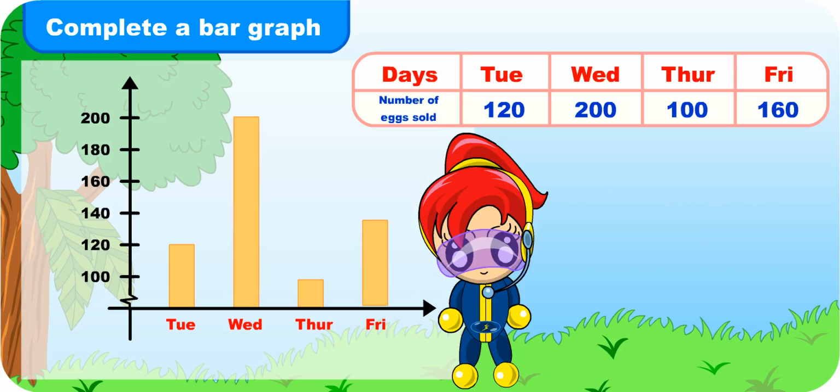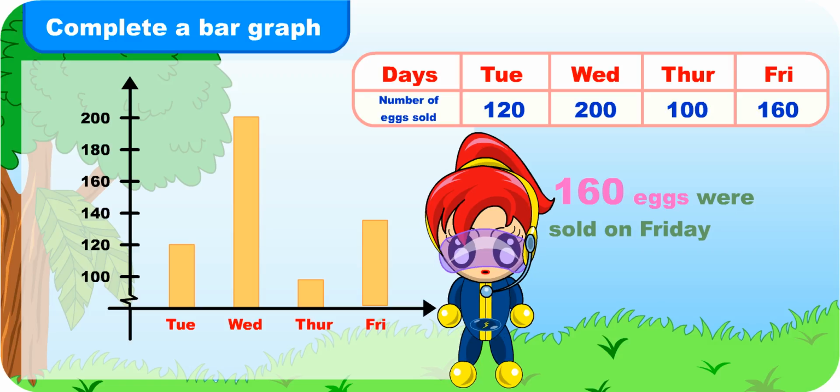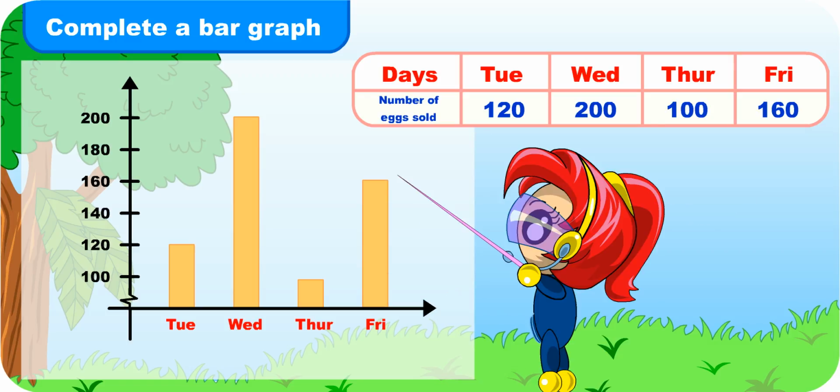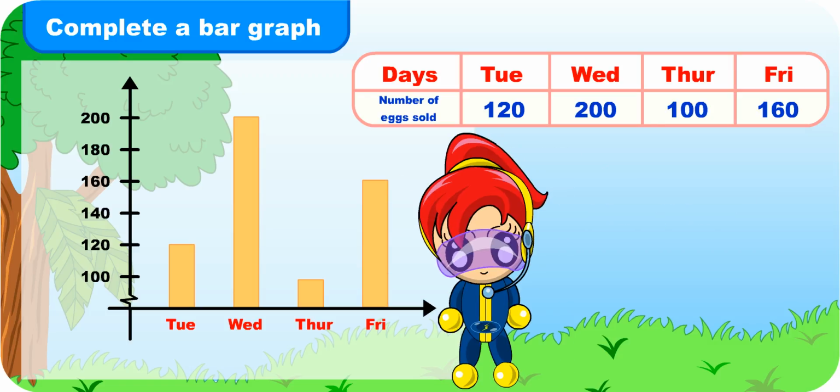Good. Also, the bar for Friday is too short. According to the table, 160 eggs were sold on Friday. Oh, okay. Let me draw it longer. Is it correct now? You have done it well, Turbo Girl.